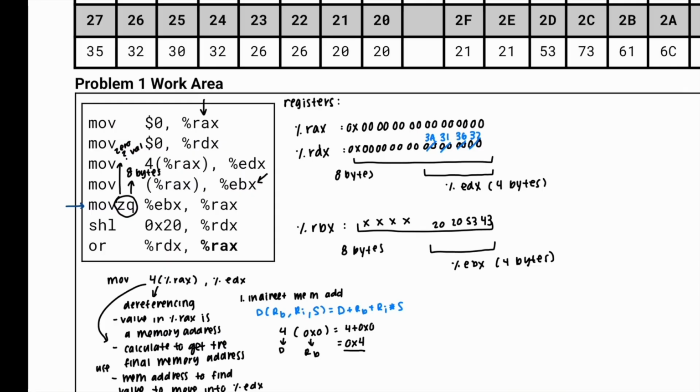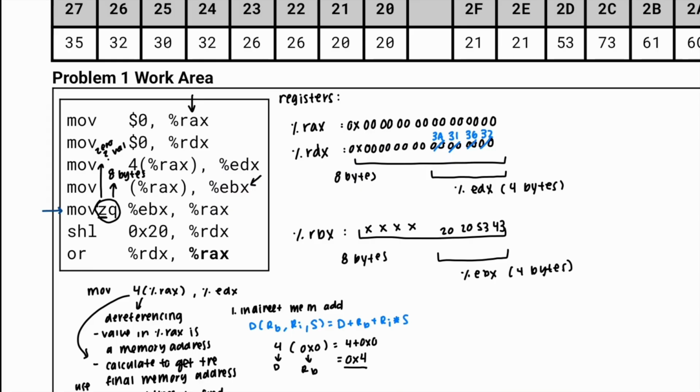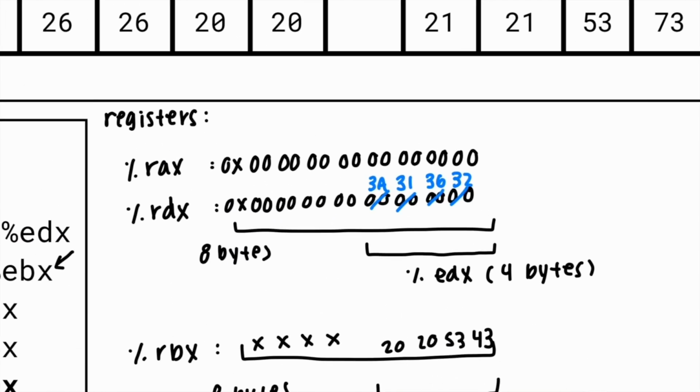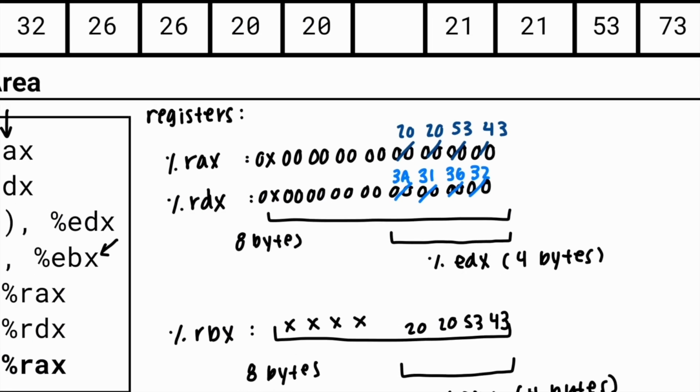Over here, since we're moving EBX, which is only 4 bytes long, into RAX, we need to account for those first 4 bytes that we don't know the value of. So we'll just zero those out with our movzx. So if we have 20, 20, 53, 43 in EBX, and we're moving that into RAX, we will update the last 4 bytes of RAX to 20, 20, 53, 43, and then the first 4 bytes will be zeroed out. They're already zeroed out, so this is our final answer for RAX.